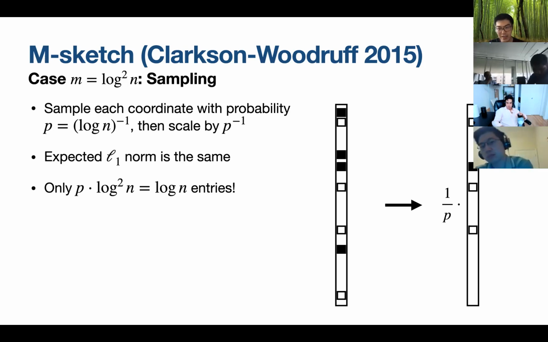So in picture, again, we have the slightly denser vector, and then we sample each coordinate with probability p and then scale up with 1 over p, so that we're left with this sparse vector that's only log n sparse.